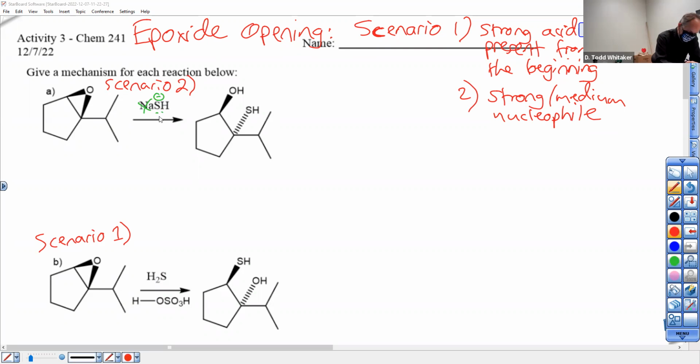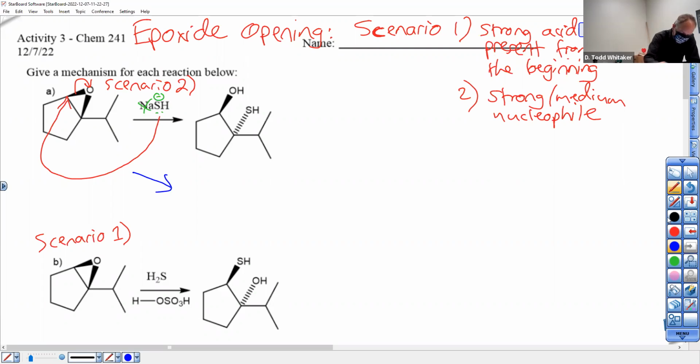Backside attack on the least hindered carbon is the whole story for scenario two. Here's how I remember it. Do you see a charge on this triangle? No. When you don't see a charge on the triangle, it's all about attack the least hindered carbon. No charge on triangle. And you're almost done with the mechanism. You got this.